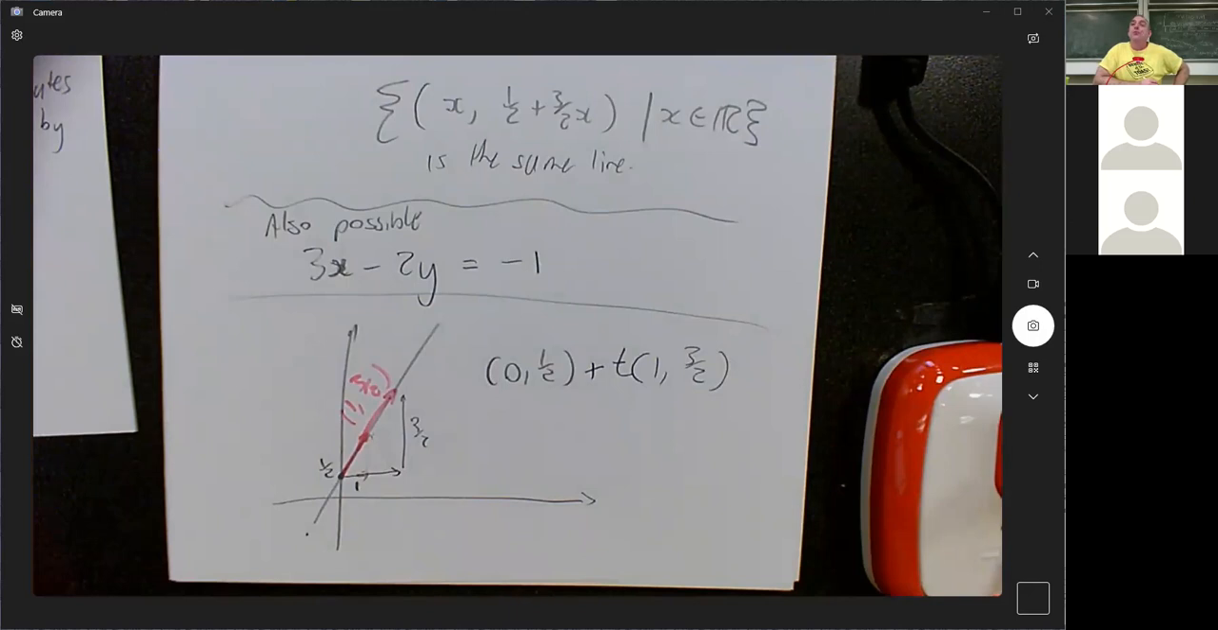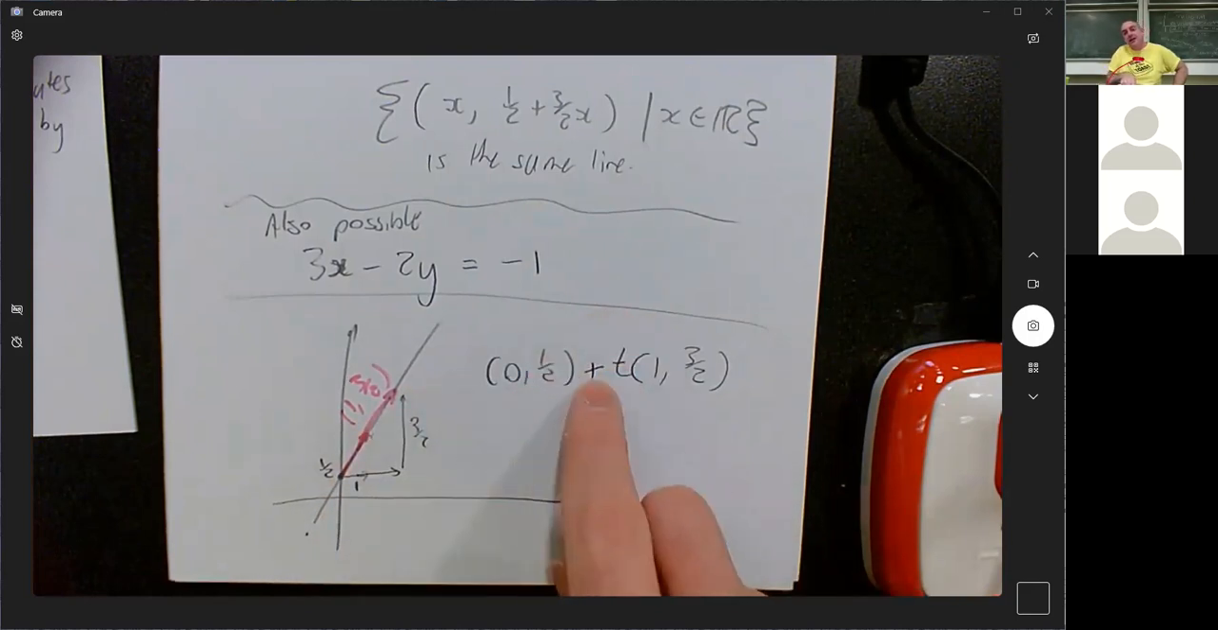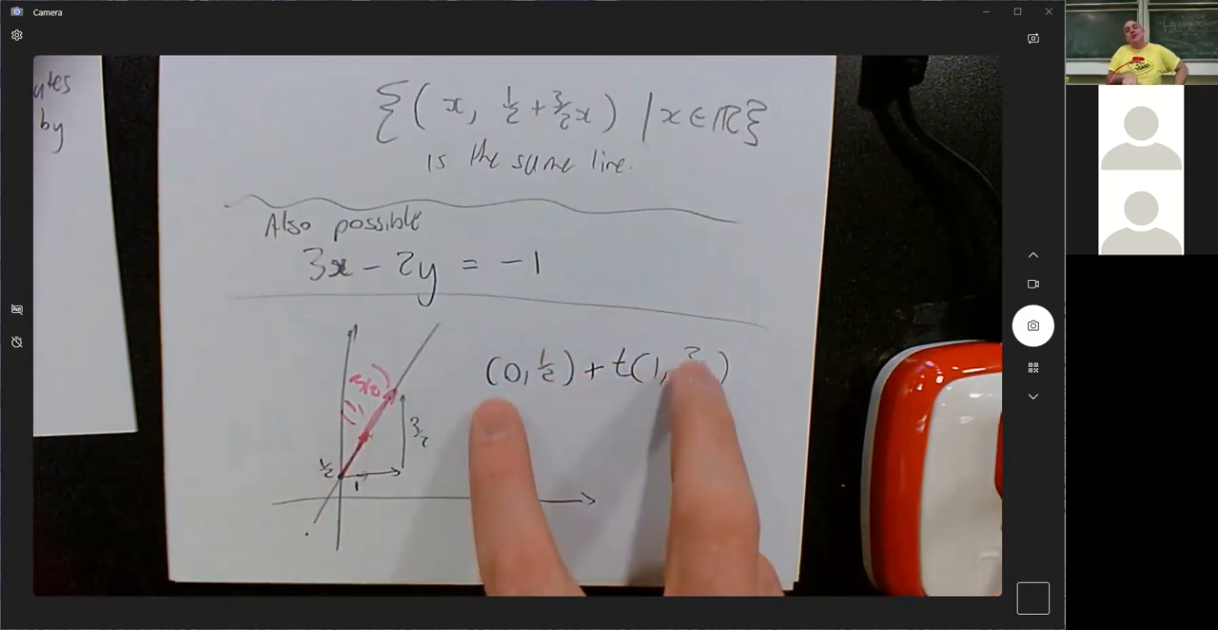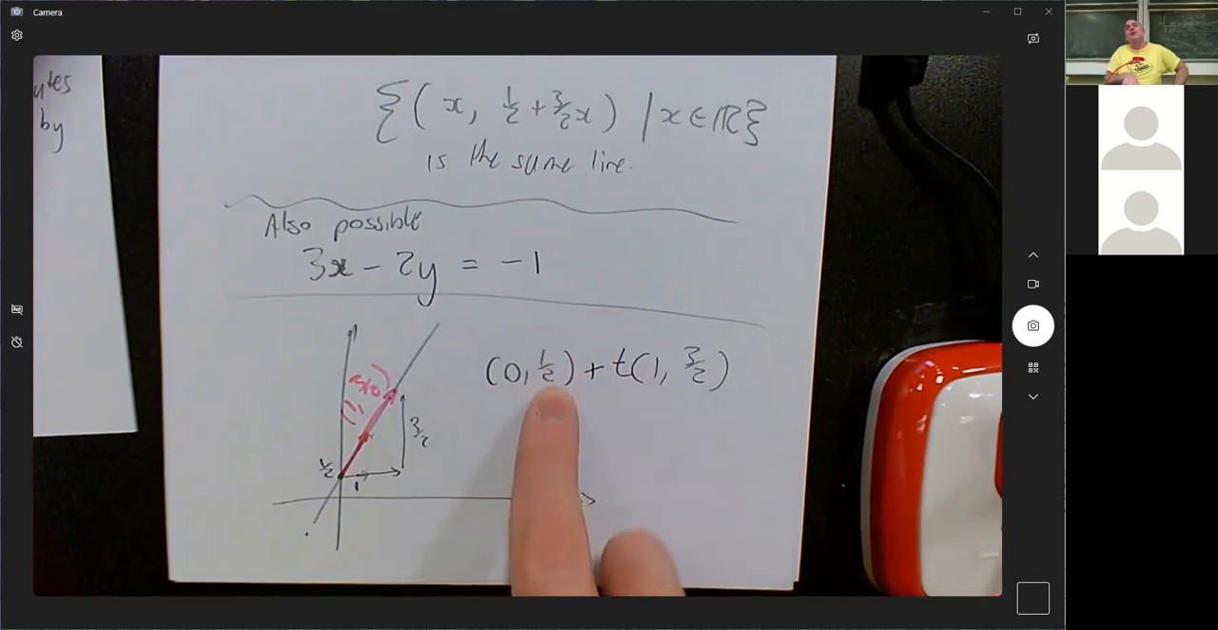No. Well, that's here. After I add these two vectors together, there will be the plus 1/2. Let me show you.